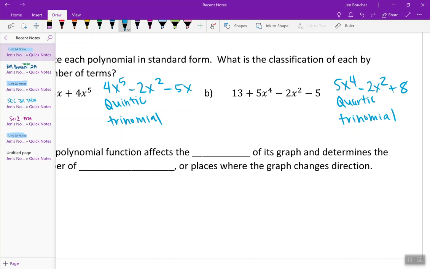Yeah, Diego? Wait, why did it put minus 5 to plus 8? Because I combined that subtract 5 with the 13. Oh. Yeah. No, good question.